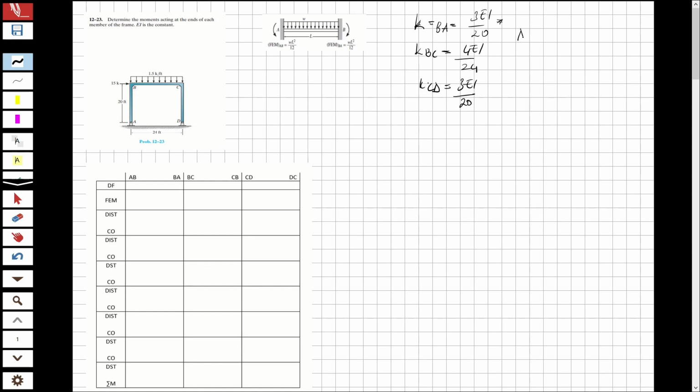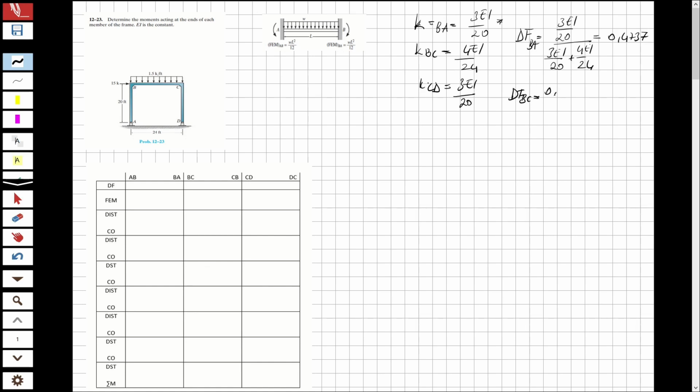And distribution factor for BA is 3EI over 20 over 3EI over 20 plus 4EI over 24, equal to 0.4737. Okay, the distribution factor I don't need to do for all because you know how to do it. Now I showed here.